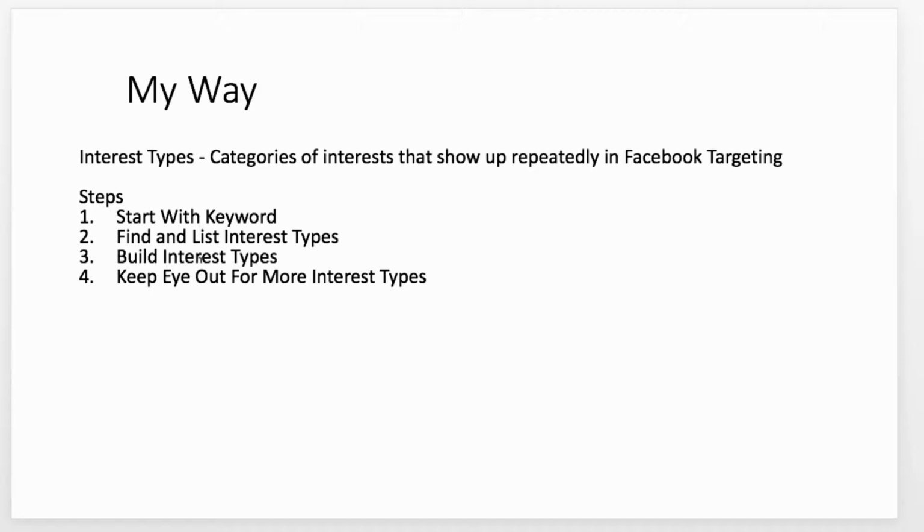But for now, let me just break down the steps again for you. You're going to start with your keyword. You're going to find and list your interest types, which are categories of interest that show up over and over again. Once you've listed your interest types, you're going to build them out, so fill them in with the actual various keywords and interests. And then you're going to build out more interest types, because you're going to see some more that come up as you're building the first ones. Okay, so I'm going to show you what I mean by that here in a second.